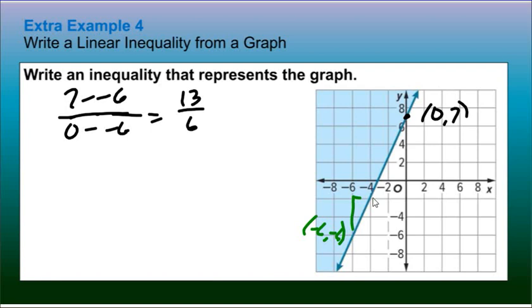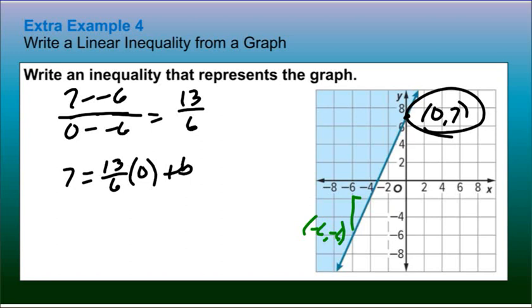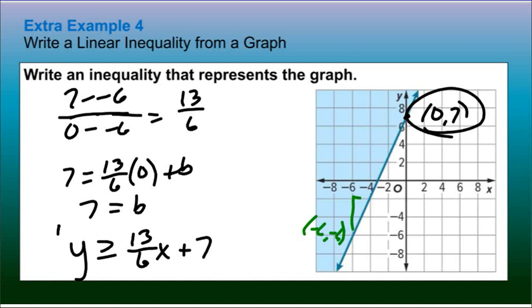And then I'll choose a point. I'm going to choose this point here. So my y is 7, when my slope is 13/6 times my x, which is 0, plus b. I would have b equaling 7. So my equation would be y, and it's greater than the line, so above the line, so greater than or equal to 13/6 x plus 7. That would be more accurate than the one we had because it shows that it crosses the y-axis at 7.